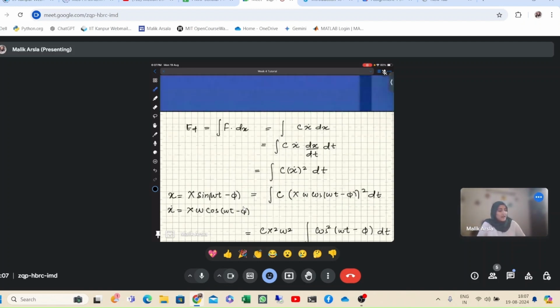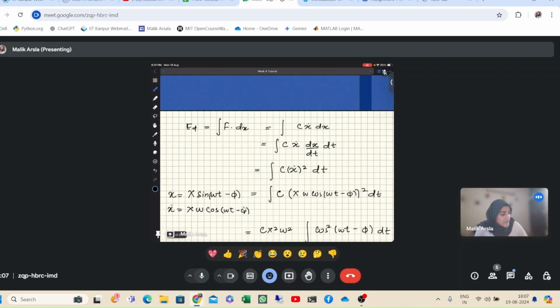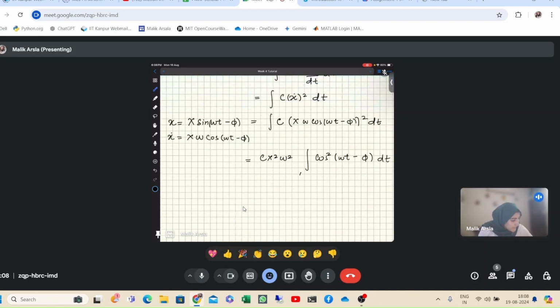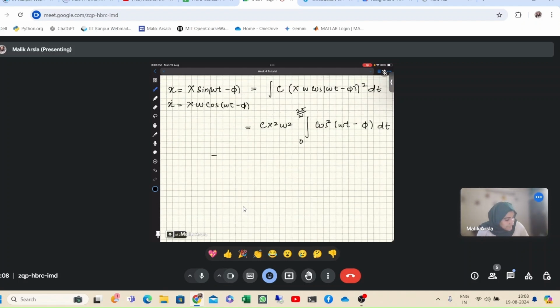Now we know that it was energy dissipation in one cycle, right? It was energy dissipated per cycle. So we will take the integration limits from 0 to 2 pi by omega. That is basically the time period. So here also it will be 2 pi by omega because we are finding out for one cycle. Now it will be c X square omega square.